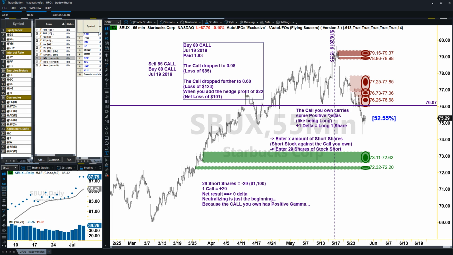Where if the stock moves, the value of the option shrinks less, and you get more benefits from the 29 shares where you're short. So the worst thing that could happen is that the stock stays quiet in a zone for a while. This is where it will really not help you. It would really not hurt you either, but it will not really help you, okay?